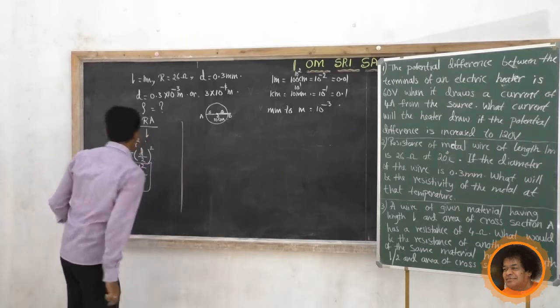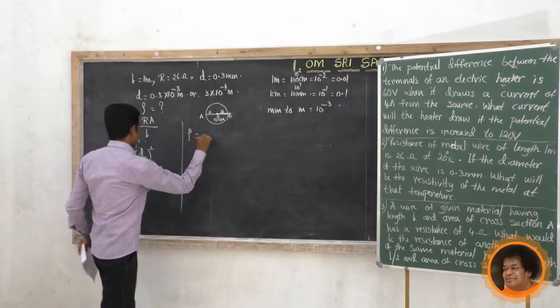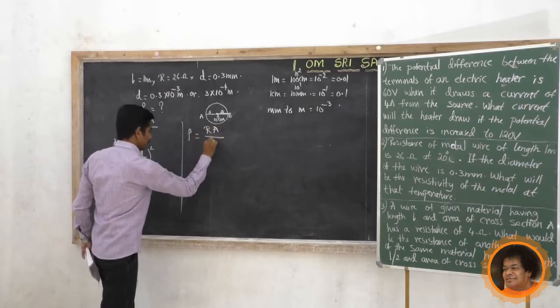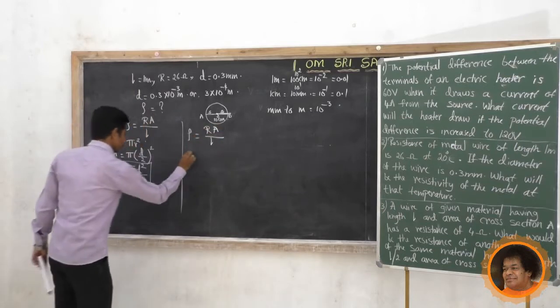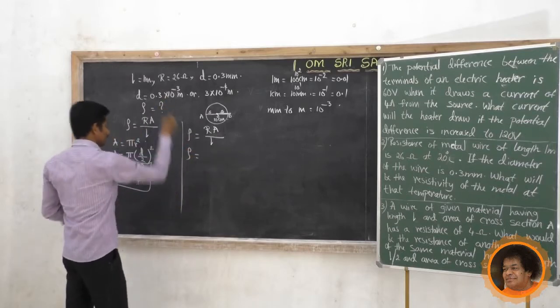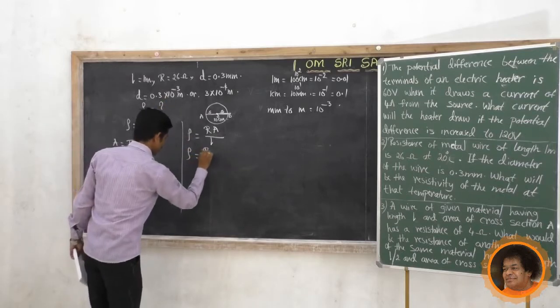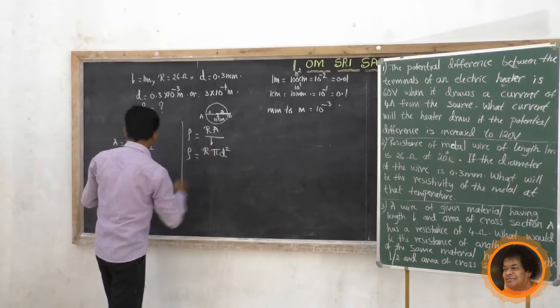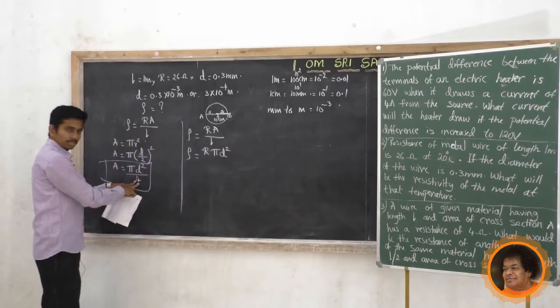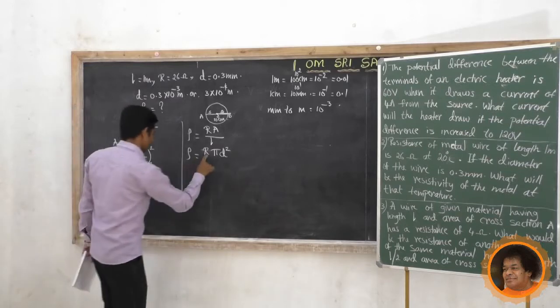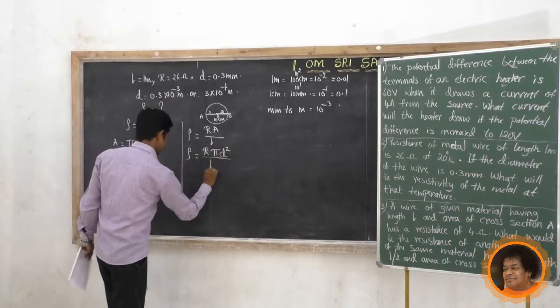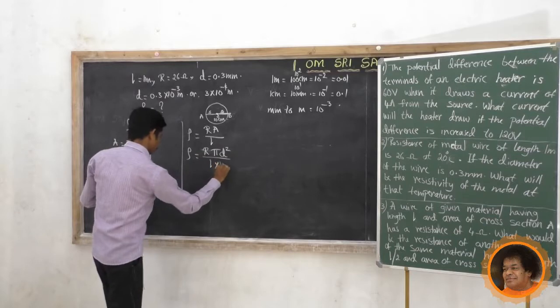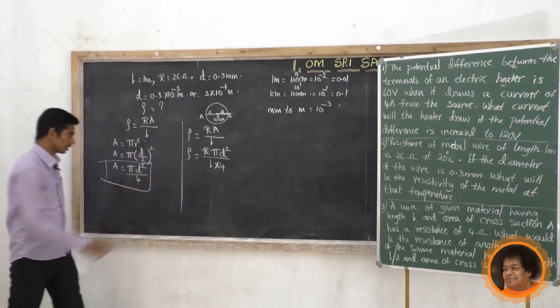Now, substitute the values. Rho equal to RA by L. This is the required formula. So, rho equal to R. What is R? This is 26. First write R itself. A means pi D square, this denominator moves to that denominator. So rho equals R pi d squared by L into 4. Now substitute the values.